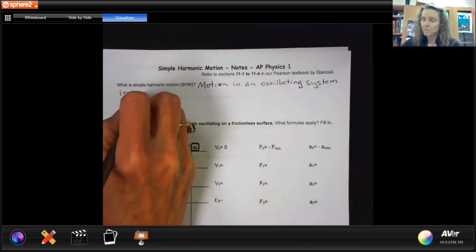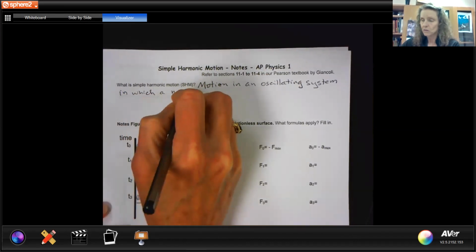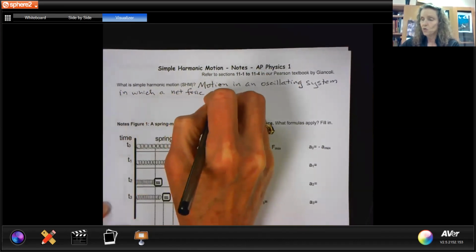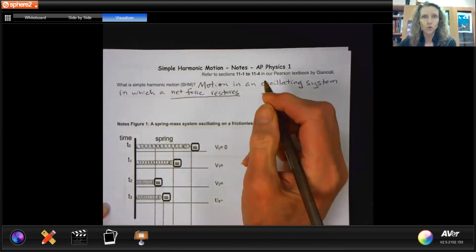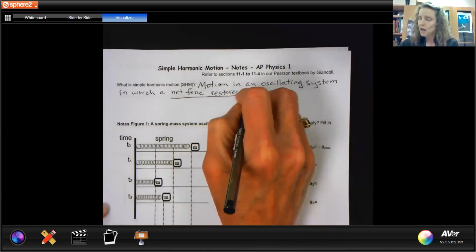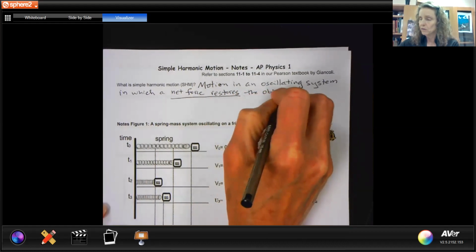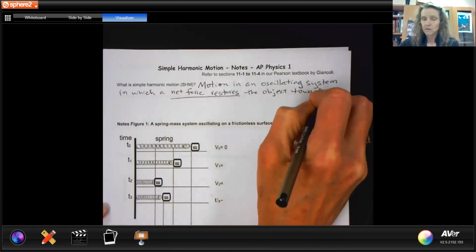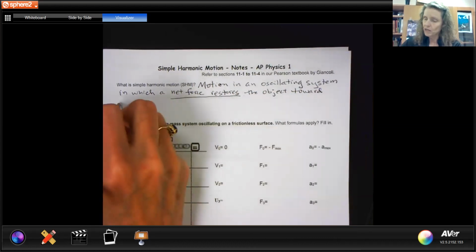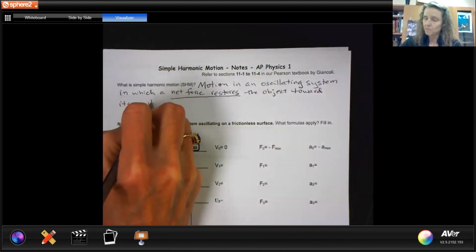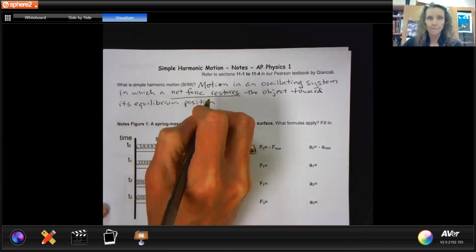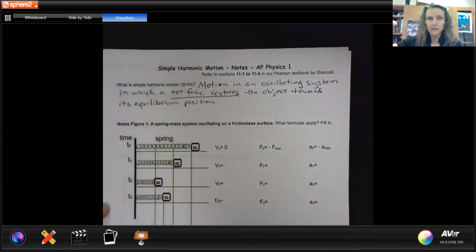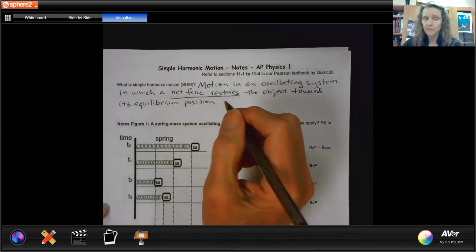in which a net force restores the object. A net force restores. So you'll hear talk of a restoring force in this unit. Restores the object toward its original equilibrium position. Toward its equilibrium position. So think about that. You pull on the seat of a swing set, pull it off to the side, you let it go, a force appears which tends to drive it back towards its equilibrium position, but there's more than that.